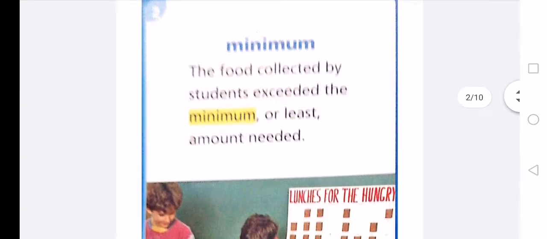Number 2, we have the word minimum. The food collected by students exceeded the minimum or least amount needed. What is another word for minimum? As you can see, the word is least. Least is another perfect word to describe minimum. Also, minimum or least has to be a small amount in order to represent the word.